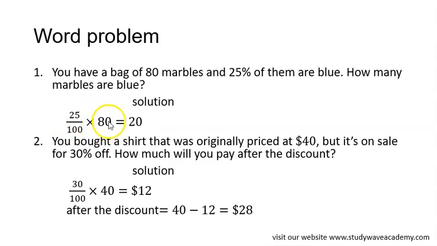We cancel. 0 cancels 0. Here is left with 10. Here is left with 8. 2 in 8 is 4. So we have 4 left here. 2 in 10 is 5. We have 5 left here. 5 cannot cancel 4, but 5 can cancel 25. So 5 cancel itself is 1. 5 cancel 25 is 5. So we have 5 here and we have 4 here. So 5 times 4 is going to give us 20. So 25% of 80 marbles is 20, okay? There are 20 blue marbles. Do you understand?